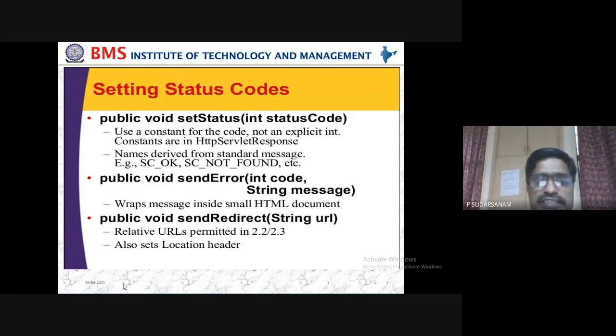public void sendRedirect(String URL). So when you are redirecting and it is not available, what will be happening? Relative URLs are permitted in 2.2 and 2.3, and it also sets the location header. So you can set the location of the headers.